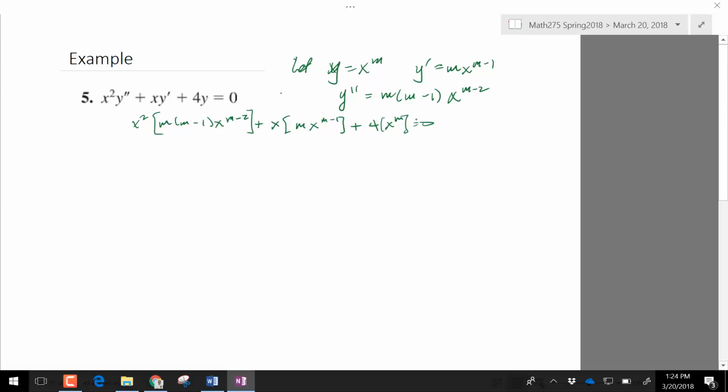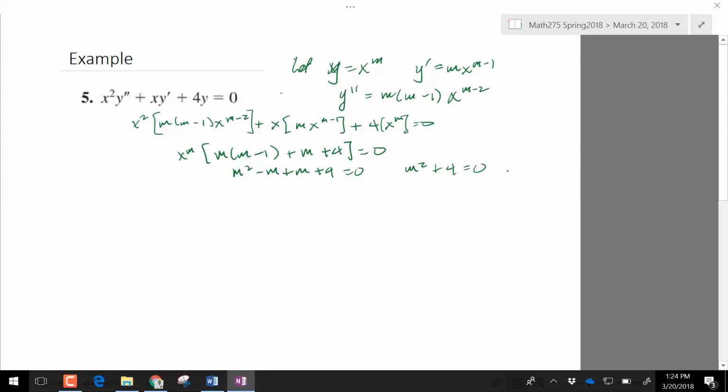And then you collect all the x to the m's. Each term is going to have an x to the m. And then what you have left is your auxiliary equation that you're going to use. m(m minus 1) plus m plus 4 is equal to 0. So if we take a look at this, we get m squared minus m plus m plus 4, so you get m squared plus 4 equals 0.